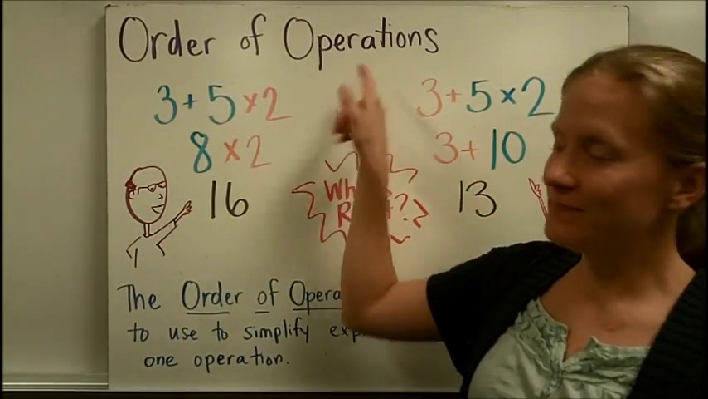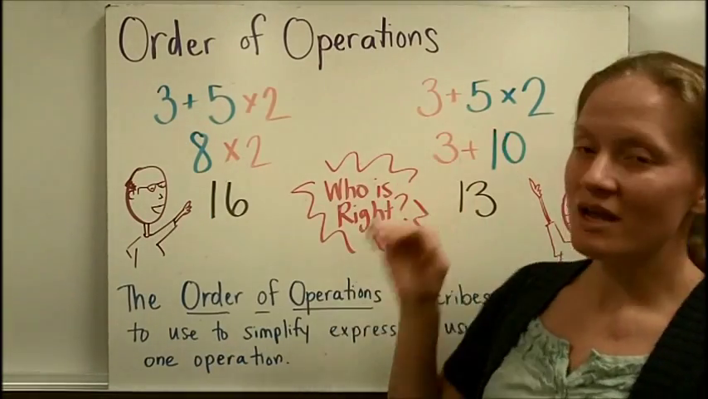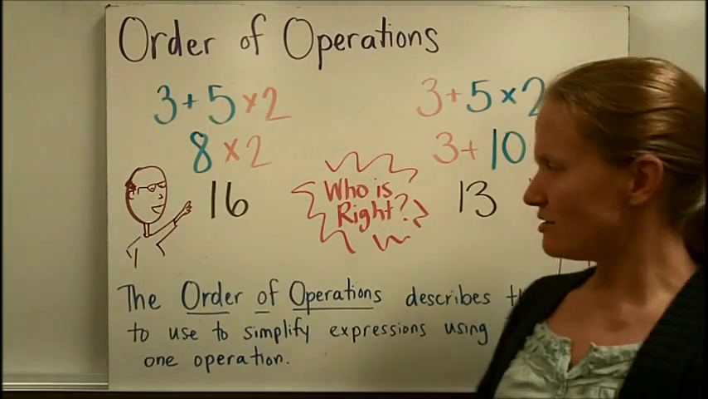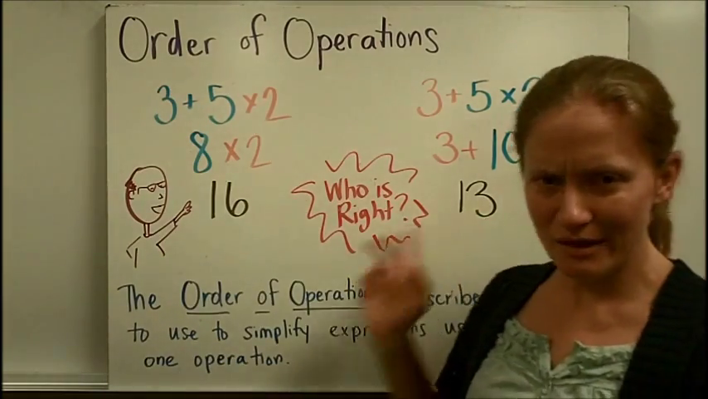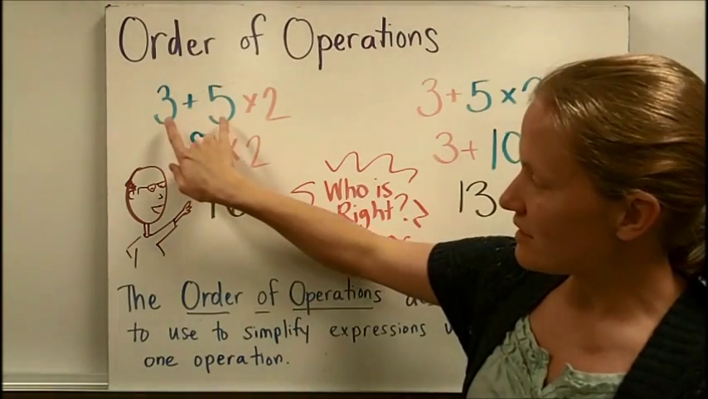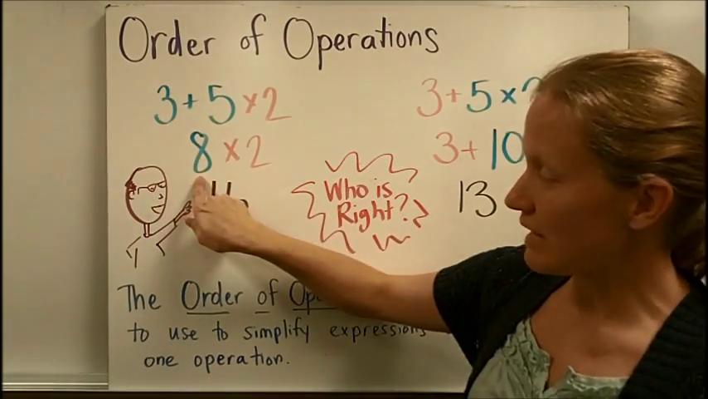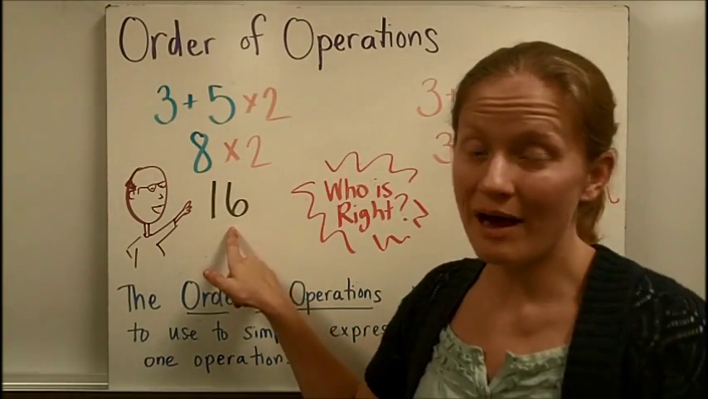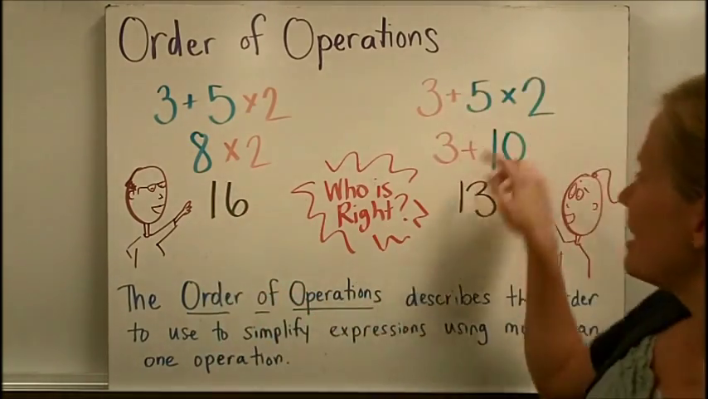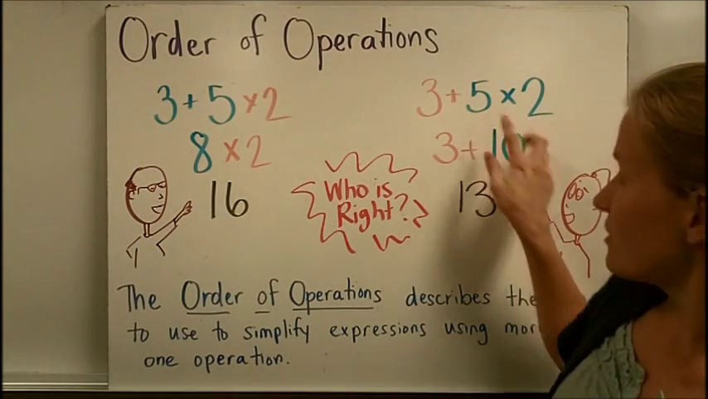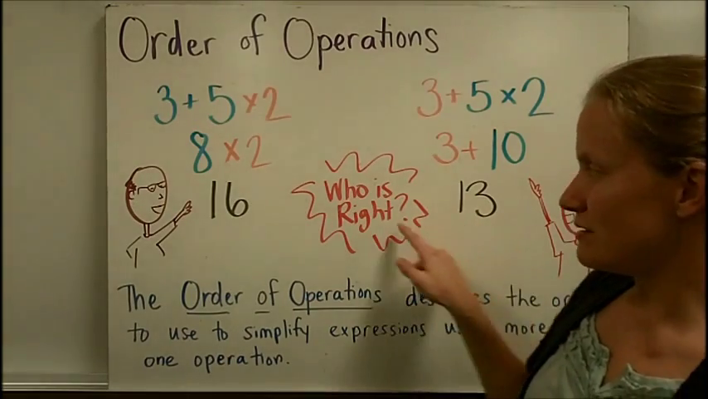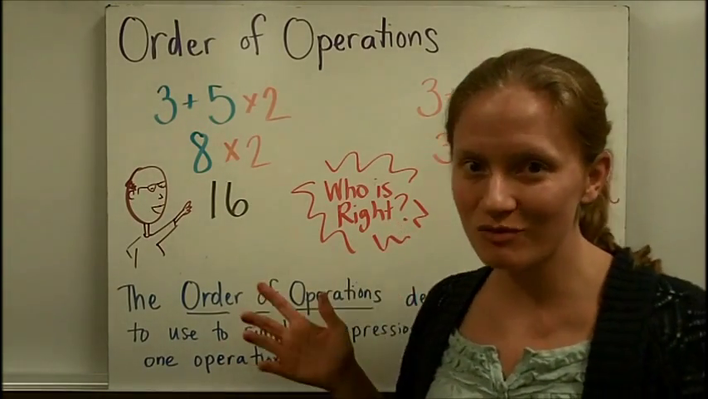Order of operations. I have here an expression that Mr. Profit and I both solved. And as you can see, we both got different answers. Mr. Profit did the 3 plus 5 first to get 8, and then multiplied the 8 times 2 to get 16. Well, when I evaluated the same expression, I did the 5 times 2 first and got 10, then I added the 3 to that and got 13. So the question is, who is right?